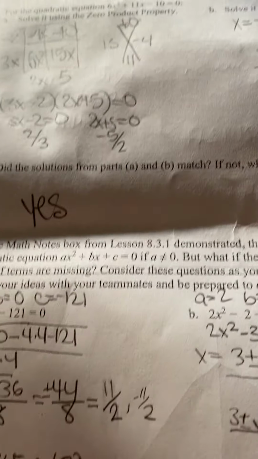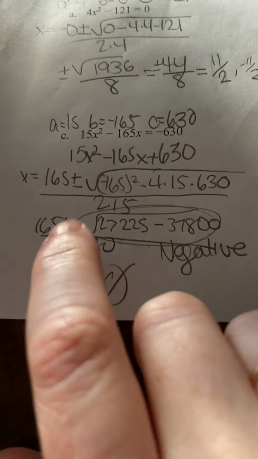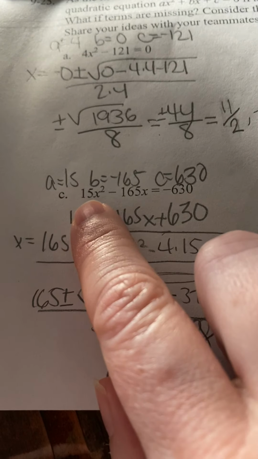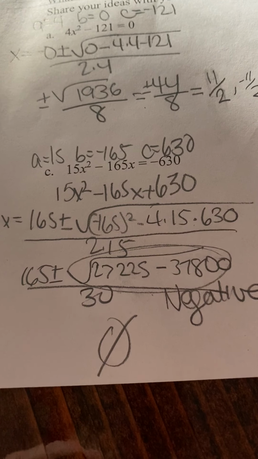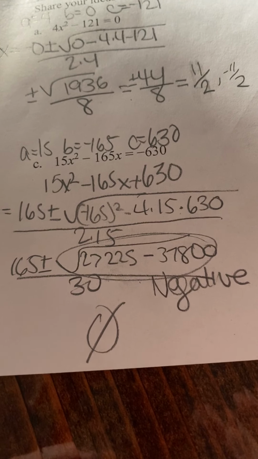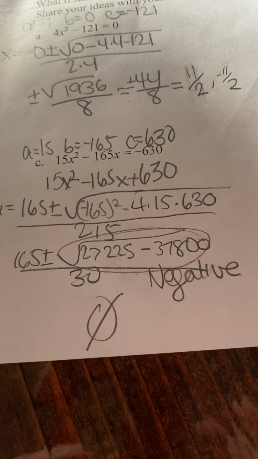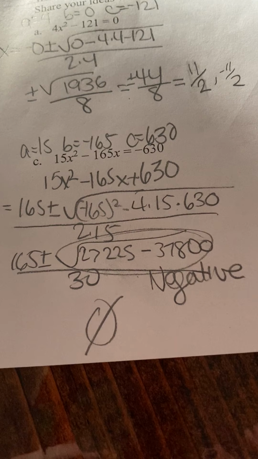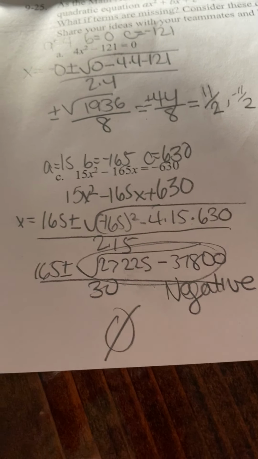Okay, here we go. We are on video 2 of 9.13. So we have 15x squared minus 165x equals negative 630. We needed this to equal 0, so we're going to add 630 to both sides. And so now you have your A, your B, and your C. These are big numbers, so that's not fun, but let's go ahead and do it.